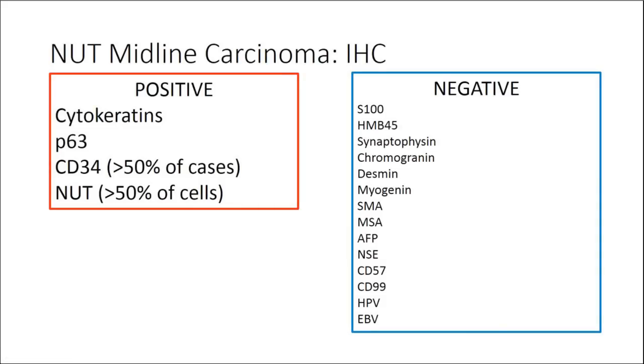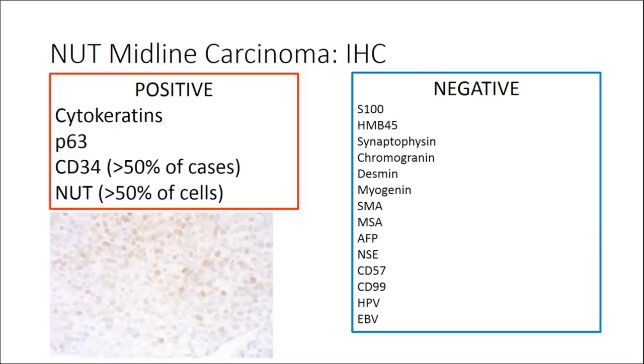So in terms of NUT midline carcinoma immunohistochemistry, positive for cytokeratins, they're positive for P63. About 50% of cases will show strong positivity for CD34, and then obviously they must be positive for the NUT protein. And like I said, that should be in more than 50% of the cells. And then negative for a whole host of other markers. So they've been shown to be negative for melanoma, neuroendocrine, negative for rhabdomyosarcoma markers, and you can see a whole variety of different other things, and negative for the viral HPV and EBV.